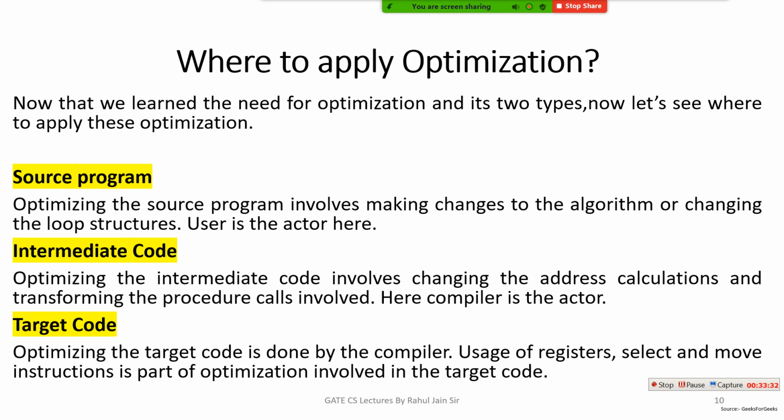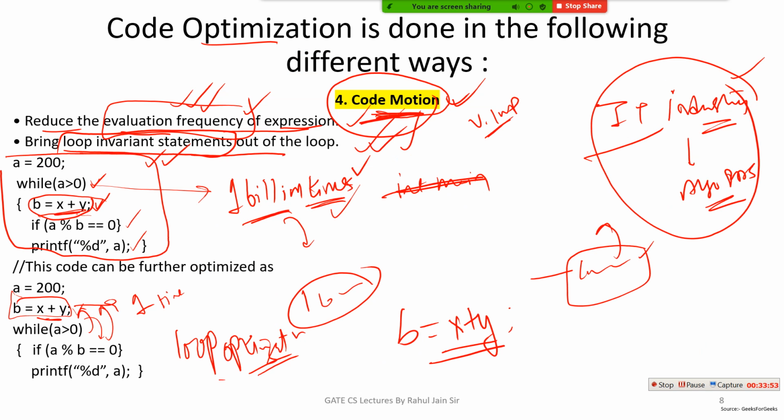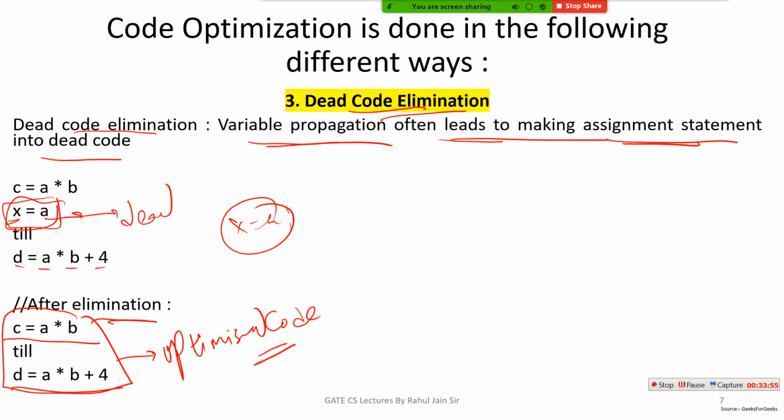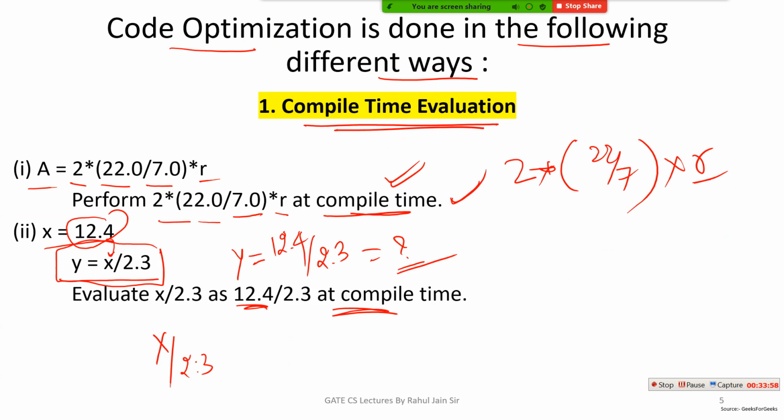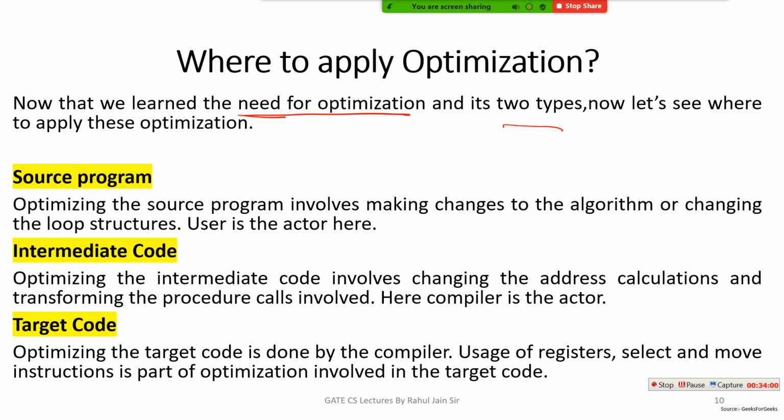Okay, guys. Again, focus on the screen now. Up till now, what we have learned is that there is a need of optimization in code, so that the performance of the code can be increased. It is of two types, machine dependent and machine independent code, and there are various methods of optimization that we have discussed, like induction variable, strength reduction, code motion like loop optimization, dead code elimination, variable propagation, and compile time evaluation, right? So the question now is where to apply this optimization.